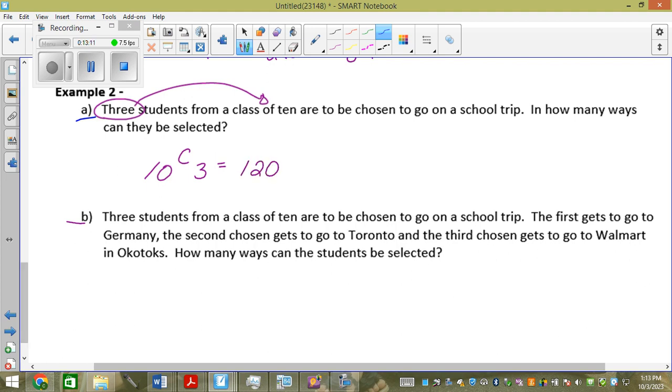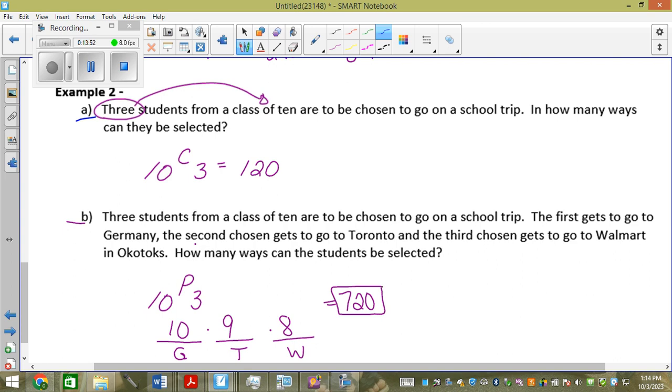Then the next one says 3 students from a class of 10 are to be chosen to go on a school trip. The first gets to go to Germany, the second chosen gets to go to Toronto, and the third chosen gets to go to Walmart and Okotoks. How many ways can the students be selected? Does the order in which you're picked of the 3 matter now? Yes. So it would be 10P3, or you could say, this is to go to Germany, this is to go to Toronto, and this is to go to Walmart. There's 10 options to go to Germany, then 9, then 8. Both of these will result in the same answer. What is it? 720. Yep.